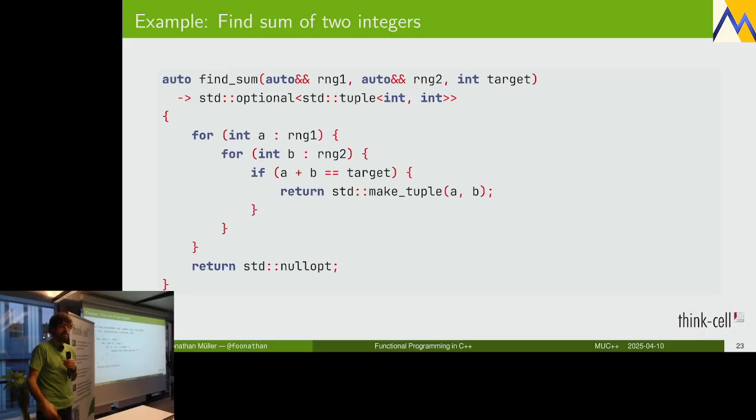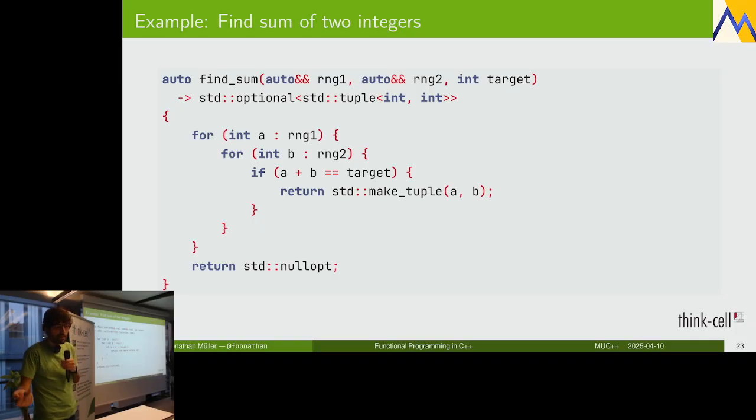And this is the imperative code. We are taking our two lists as input, iterating over them, and checking whether the sum is the target. If so, we return it as a tuple. Otherwise, we return null to indicate that we haven't found anything. And again, this is the imperative code.